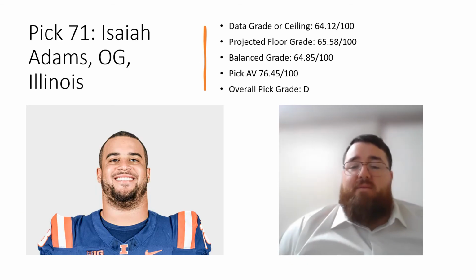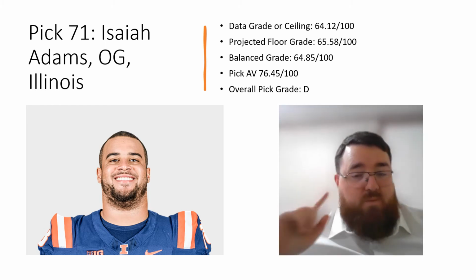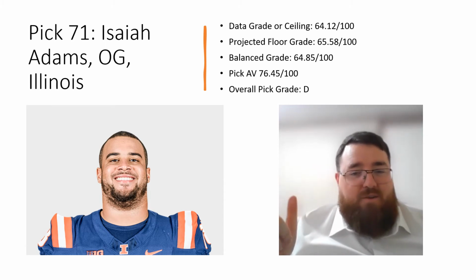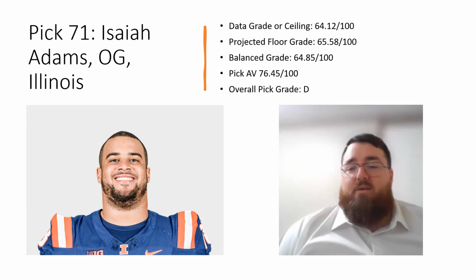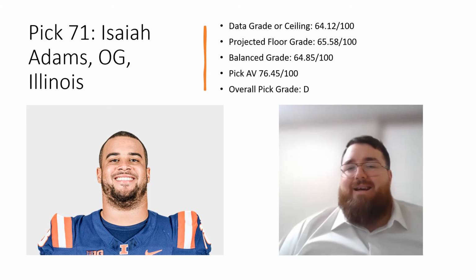Then we get to pick 71, which is Isaiah Adams, offensive tackle, who's going to be put at guard. Remember when I told you one of the biggest needs at the beginning of the video was left guard, and they kind of found one here in Isaiah Adams. His data grade is 64.12 out of 100. His projected floor is 65.58, and his balanced grade is 64.85 out of 100. His pick AV is 76.45 out of 100. Overall, I would give this pick grade a D.